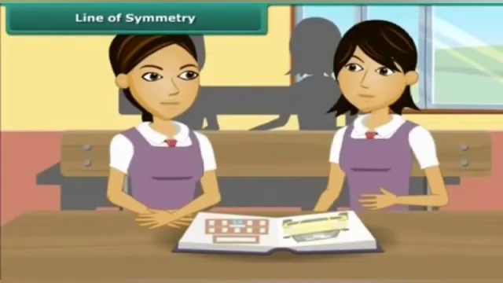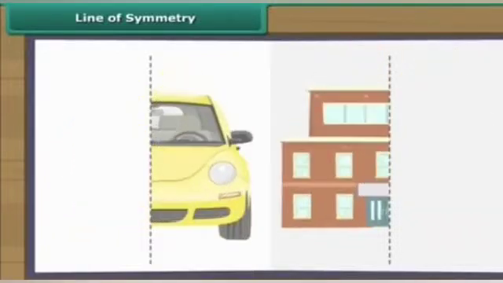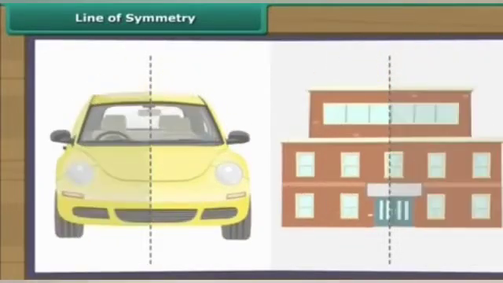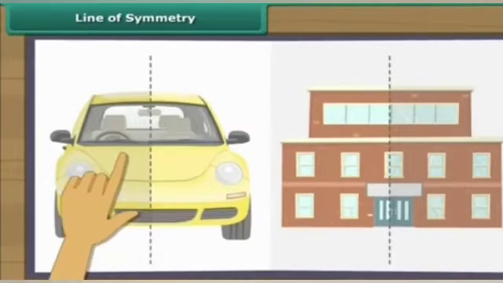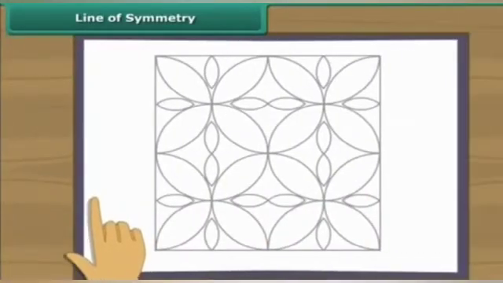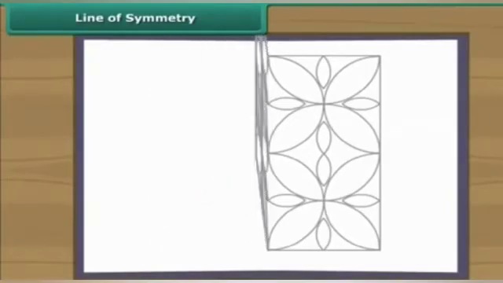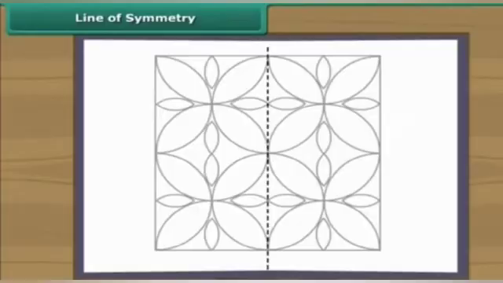Line of symmetry, what is that? When we fold the figure about this line of symmetry, we will see that the two parts of the figure are coinciding. Let's take this figure now. When we fold this figure from the center, we will see that the two parts coincide.